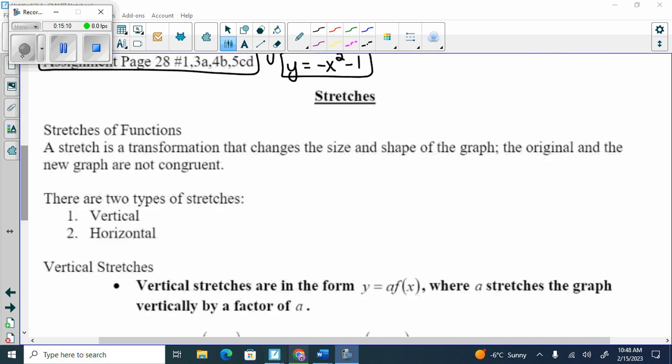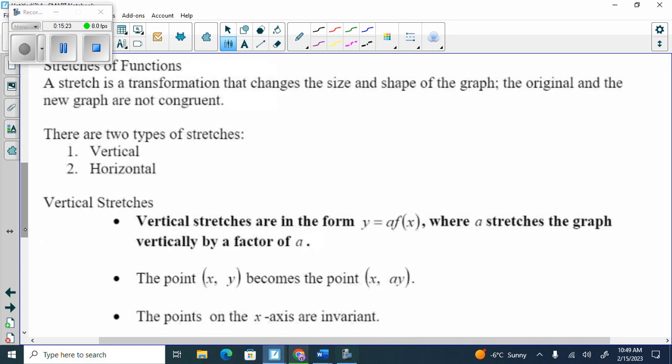Just like reflections end up multiplying your x's and y's by -1, stretches multiply your x's and y's by the number that happens. So here we find out that there are things called horizontal stretches and vertical stretches, which is the last transformation we have to do. Tomorrow we're putting them all together.